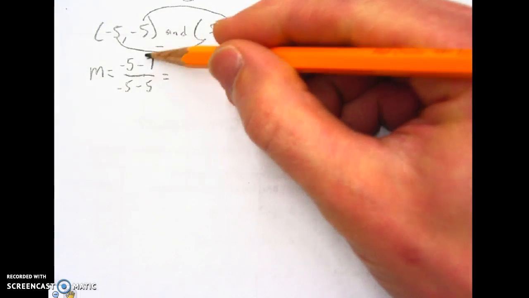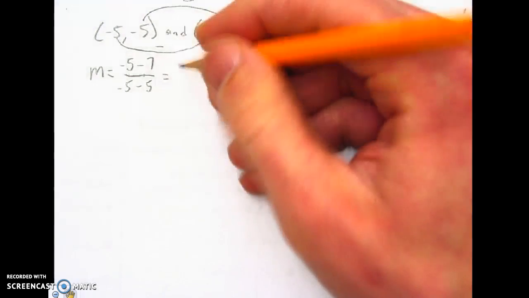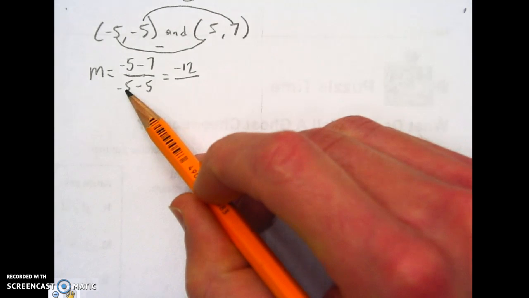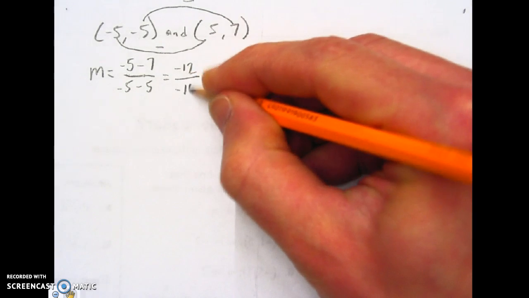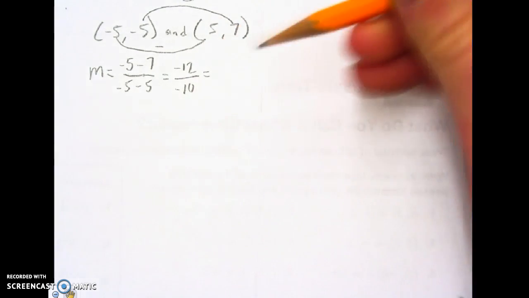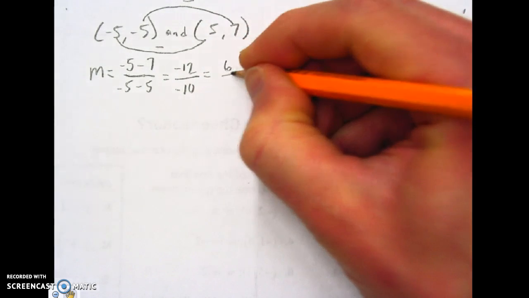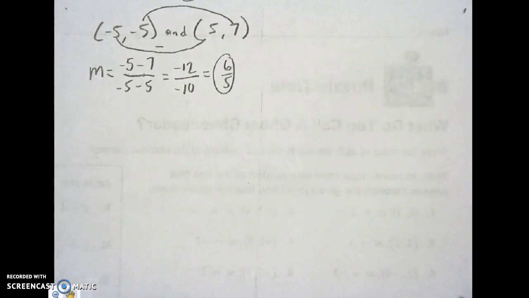And then on the top, a negative minus a negative makes an even bigger negative, so I'm going to have negative 12 over negative 5 minus 5, so negative 10, even bigger. And I can reduce that. 2 goes into both of these, so I'm going to have positive 6 over 5, because a negative and a negative makes a positive. There's my slope.